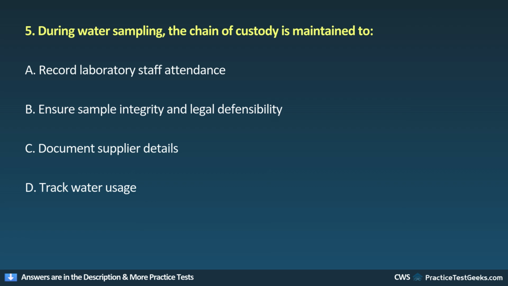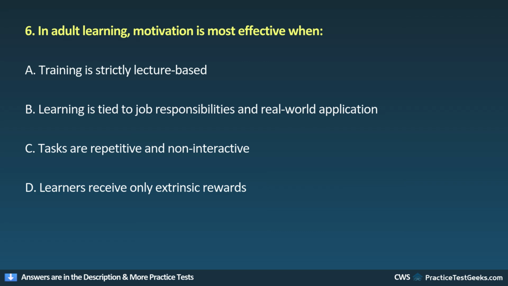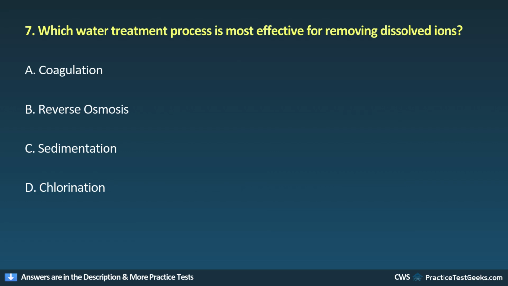D. Track water usage. 6. In adult learning, motivation is most effective when A. Training is strictly lecture-based. B. Learning is tied to job responsibilities and real-world application. C. Tasks are repetitive and non-interactive. D. Learners receive only extrinsic rewards.